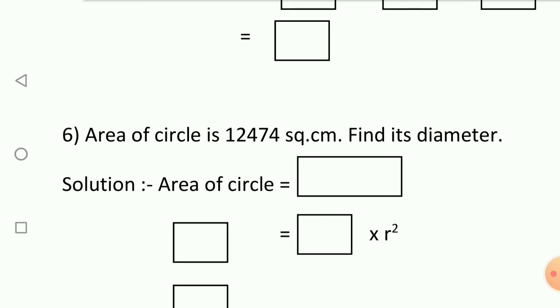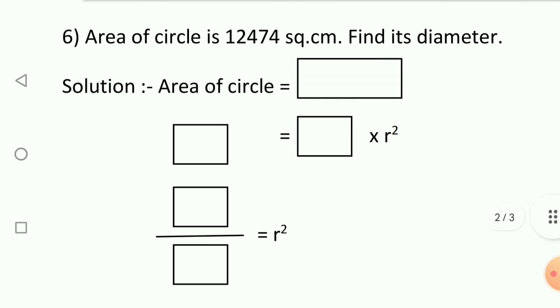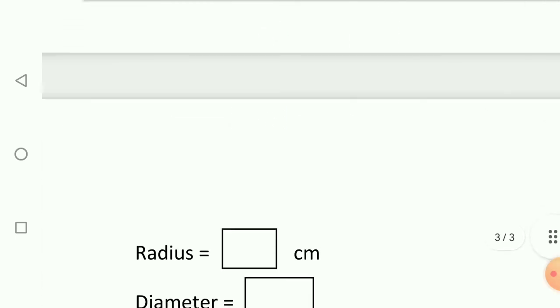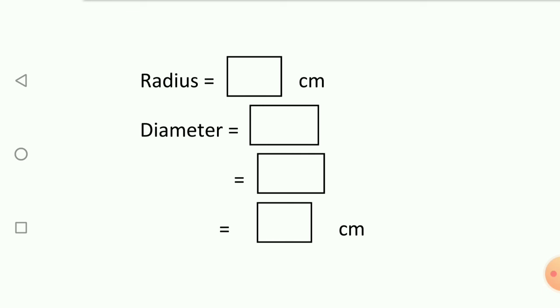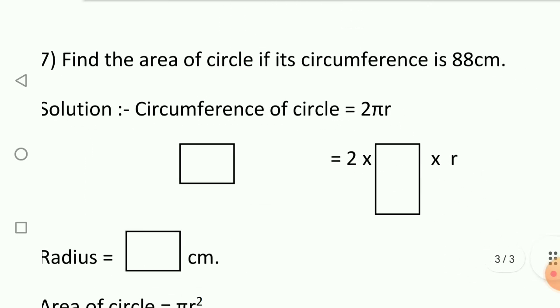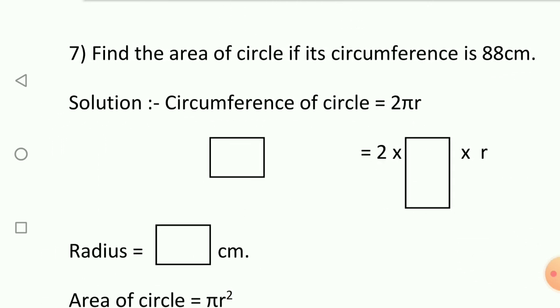Now the next question: area of circle is given, find its diameter. So you write the area of circle formula, substitute the value, find the radius and then find the diameter. What is diameter? Double of radius. So accordingly solve it. One more question is there: find the area of the circle if its circumference is 88. What is the circumference of a circle? 2 pi r, which is already given in the question.